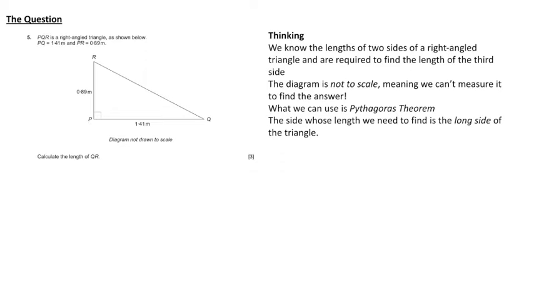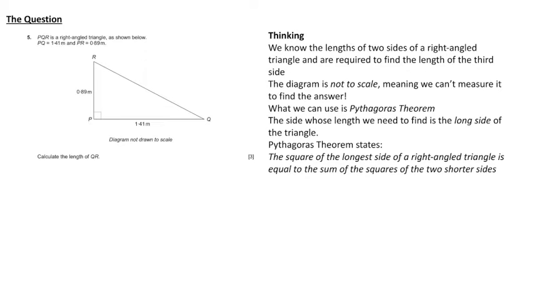The side whose length we need to find is the long side of the triangle, so it's important we get the theorem the right way around. Pythagoras' theorem states that the square of the longest side of a right angled triangle is equal to the sum of the squares of the two shorter sides. You may have learnt it as a squared equals b squared plus c squared, or a squared plus b squared equals c squared, but the advantage of this way of remembering it is that you make sure you get the longest side squared on its own, and it will then work properly.